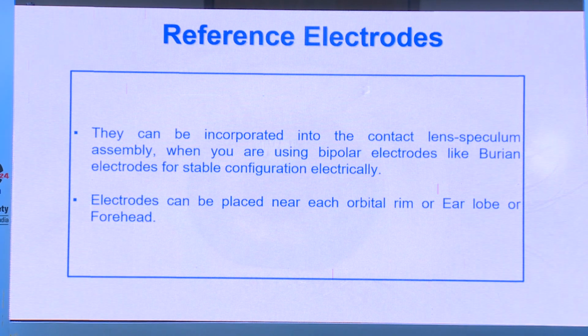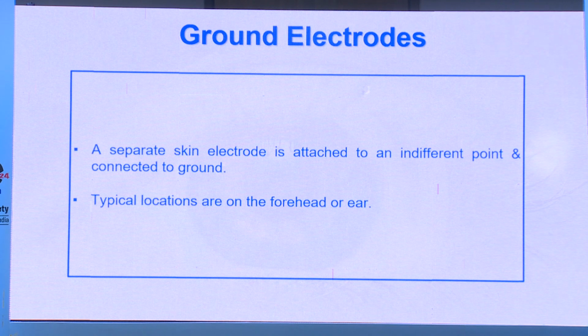Then, after active electrode, we have got reference electrode. They are incorporated into the contact lens speculum assembly when one uses bipolar electrode like Burian or electrodes for stable configuration electrically. Now, electrodes can be placed near orbital rim or earlobe or forehead. The third type of electrodes are the ground electrodes, where a separate skin electrode is attached to an indifferent point and connected to the ground. The typical location for placement of the ground electrodes are forehead or ears.